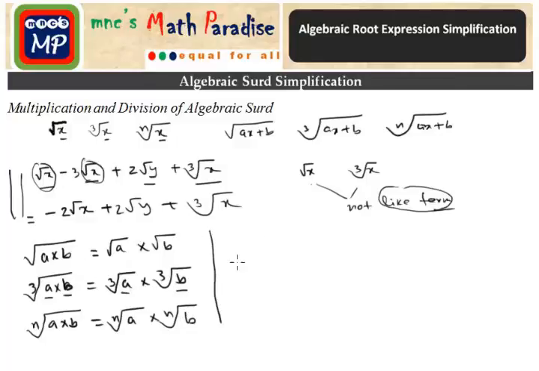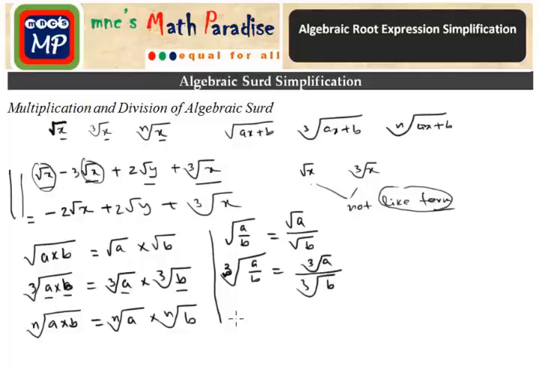A similar formula is applied for division. That means root of a divided by b can be written as root of a divided by root of b. Similarly, cubic root of a divided by b can be written as cubic root of a divided by cubic root of b. And in general, nth root of a divided by b can be written as nth root of a divided by nth root of b.